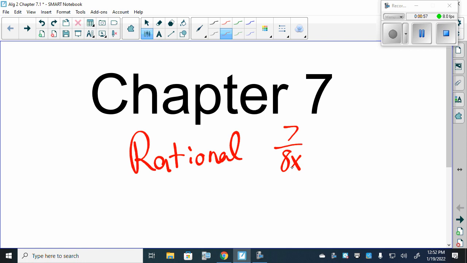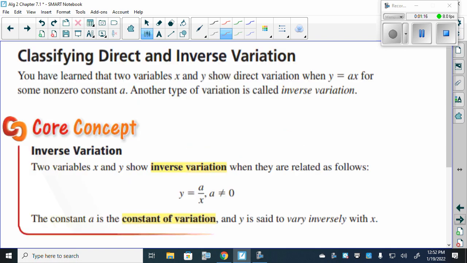fraction. That's why when we talked about polynomial functions, we said if a variable is in the bottom of the fraction, it is not a polynomial function, because it would be considered a rational equation or rational expression. Now, we're not going to be specifically working with those types of functions today. We're going to start off with talking about direct and inverse variation. The reason we're starting off with direct and inverse variation is because with inverse variation, we do have a variable in the bottom of a fraction.